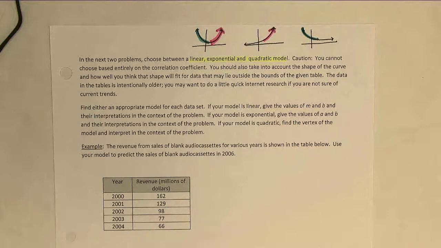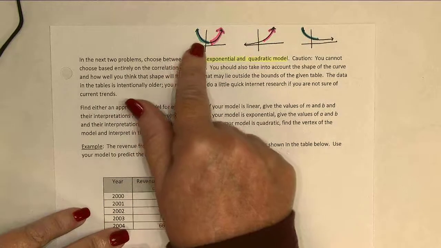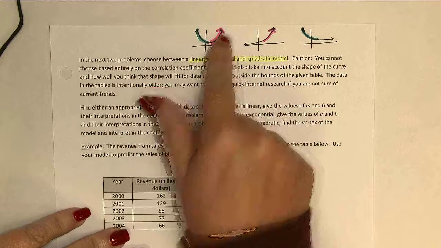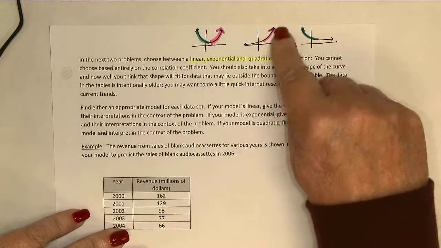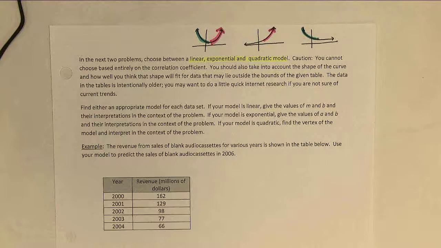So this time, we're not only going to look at the scatterplot to help us decide what kind of model, but we're also going to think about what we think is going to happen. Did something go down and come up? Or are we expecting something to continue to rise or continue to fall? And we'll pick our model accordingly, not just based on the correlation coefficients.